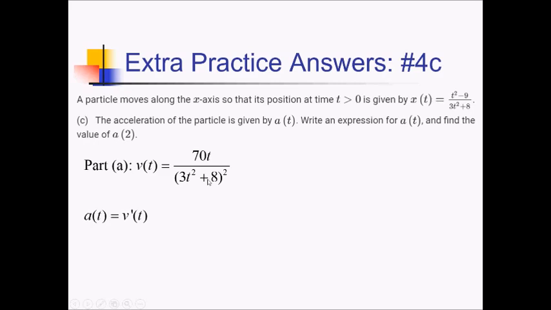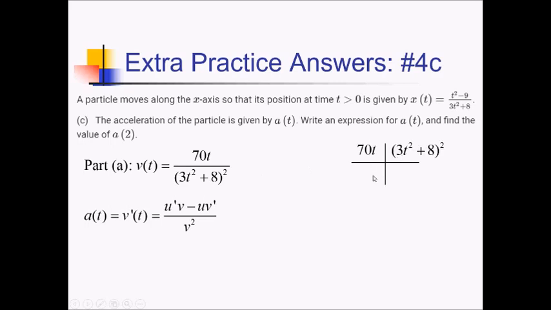So let me set up my box and ribbon. And in general, that's going to be u prime v minus uv prime over v squared. So we already did this once when we were finding v of t, or at least verifying it. Now we're going to do it again for a of t. So box and ribbon time again. We've got 70t, my numerator. And now we've got a little more complex of a denominator, 3t squared plus 8 quantity squared.